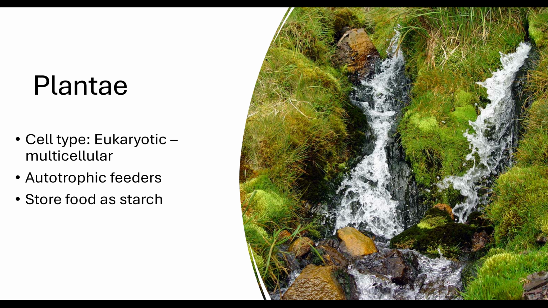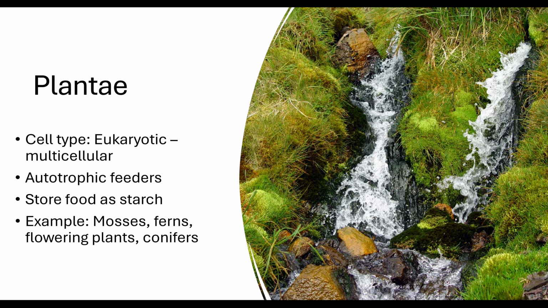They store their food as starch. So remember, going back to the polysaccharides, starch is made up of amylose and amylopectin, and that is how the plant stores its food for when there might not be, for example, enough light for that photosynthesis. So they can produce the nutrients, those organic compounds, but then they need to store them for a later date so that they can then use them. So there's lots of different examples for plants: your mosses, your ferns, your flowering plants, your conifers. All of these are grouped within the kingdom of plantae.